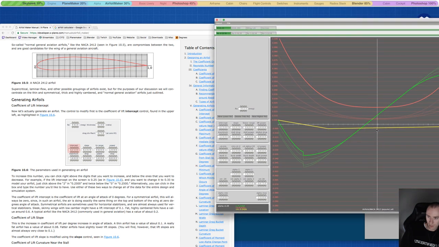Yes, so 0 angle of attack. We go up. And this is 0.012.